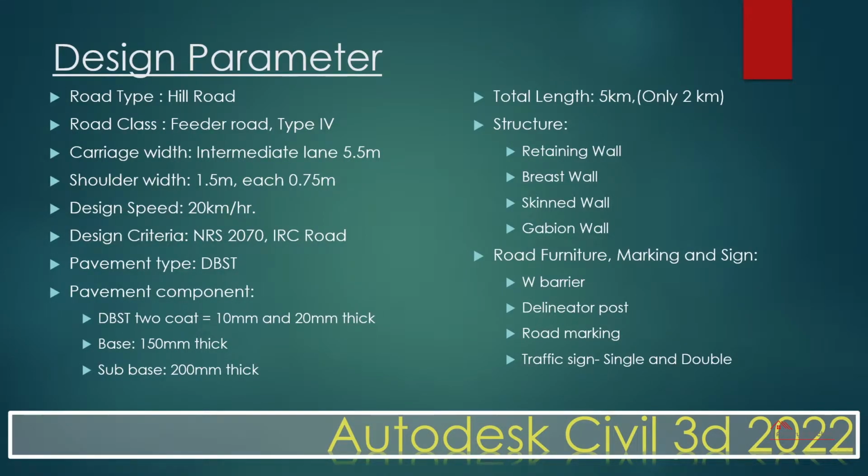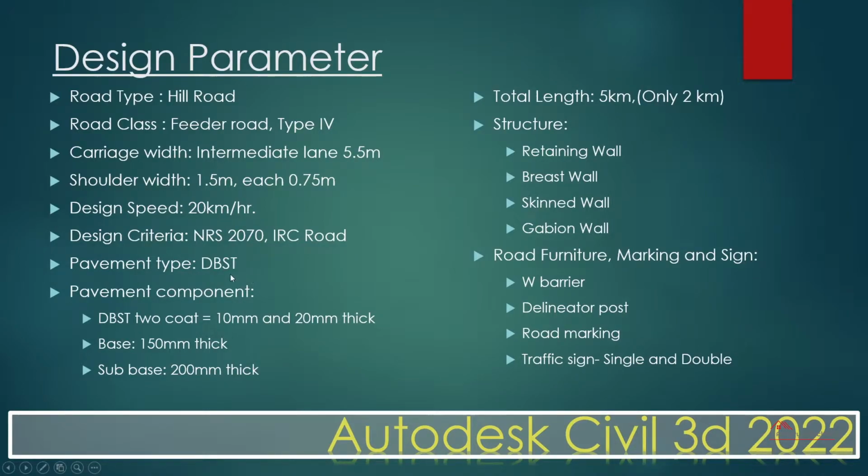Before designing any alignment or road, first you need to know your design parameters. The road type we're gonna design will be a hill road. The road class will be feeder road type 4. The carriageway width will be an intermediate width of 5.5 meter, and the total width is 15.5 meter. Each shoulder width will be 0.75 meter, left and right. The design speed will be 20 km per hour, and the design criteria we're going to use is NRS, that means Nepal Road Standard 2070, and IRC road code.